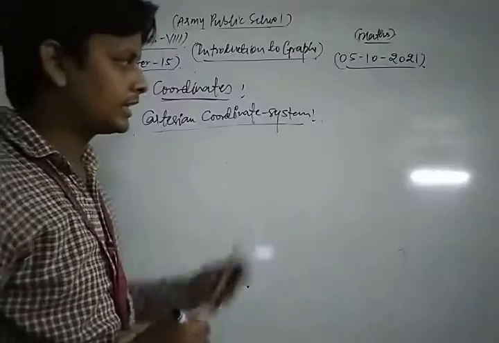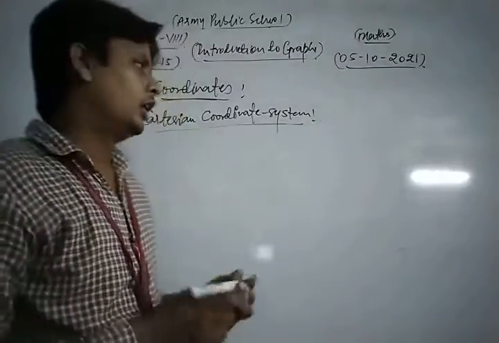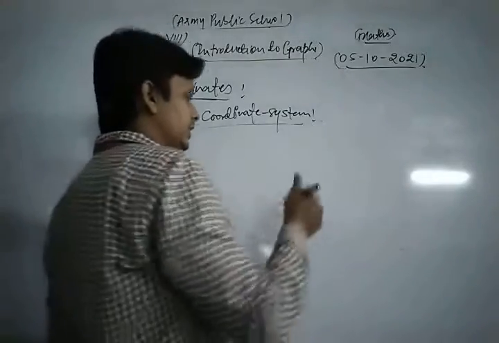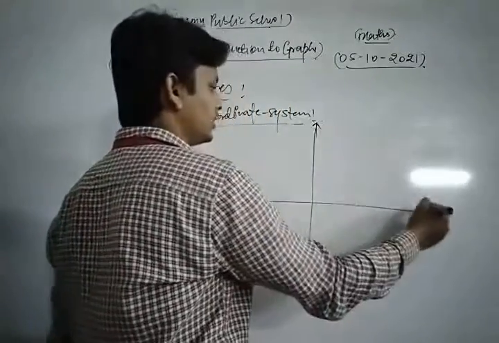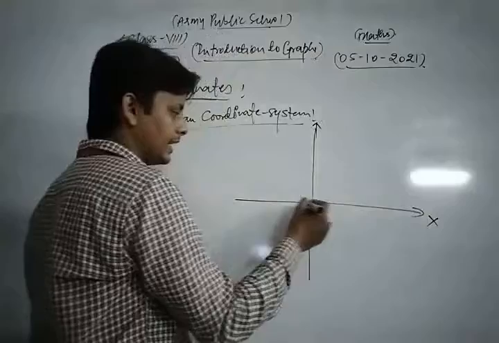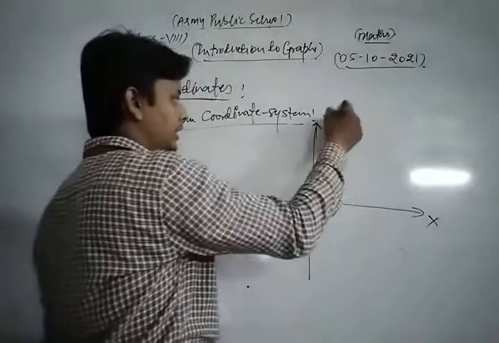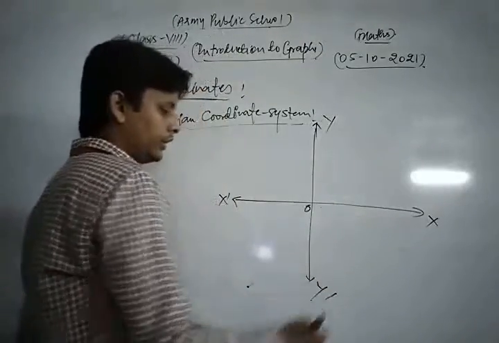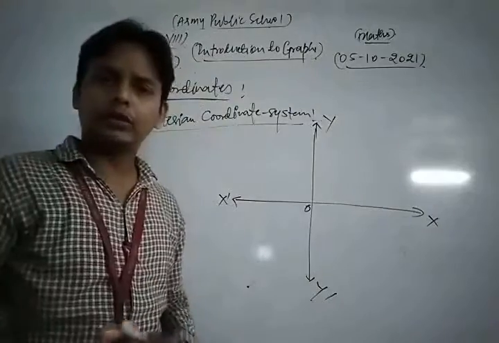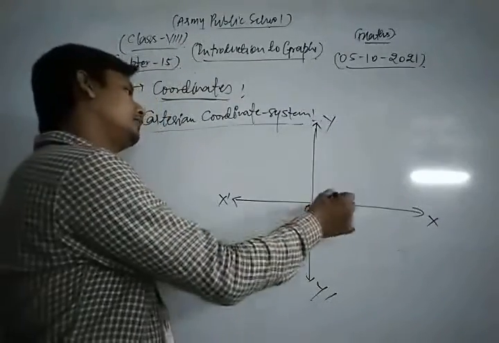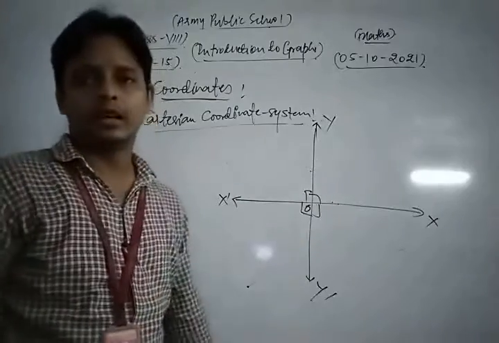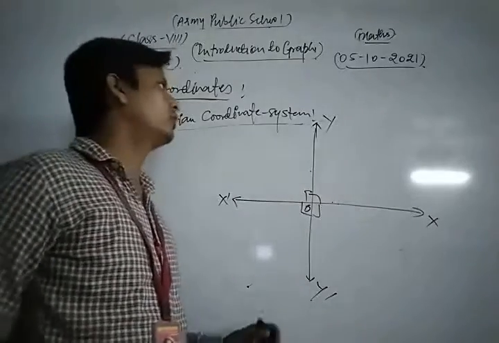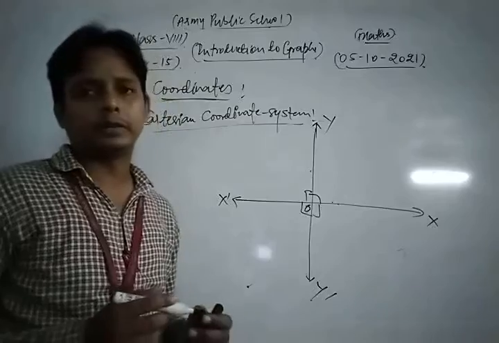Dear students, in the Cartesian coordinate system, we generally draw two mutually perpendicular lines. We draw two mutually perpendicular lines as x dash and y dash. Mutually perpendicular lines means that the angle between these two lines is always 90 degrees. So this is the concept of mutually perpendicular lines.